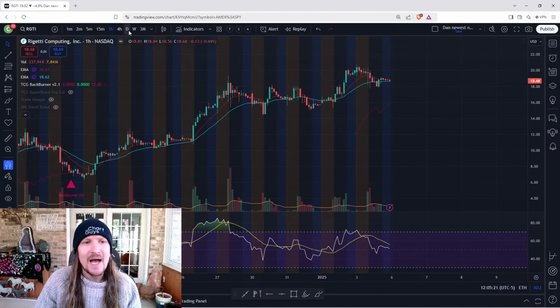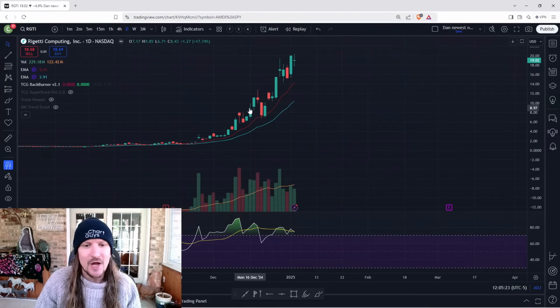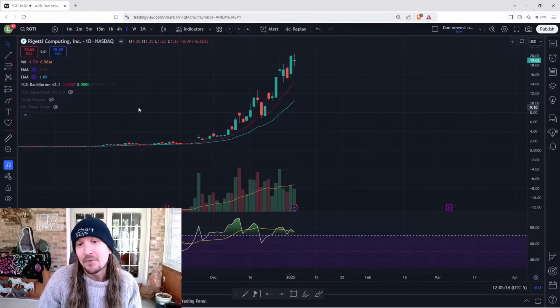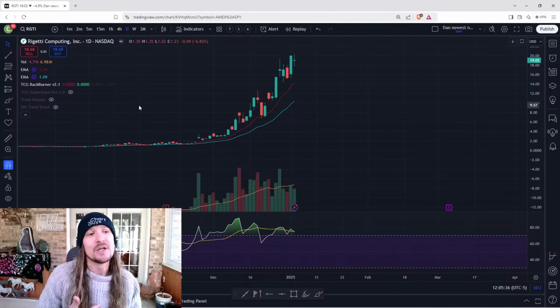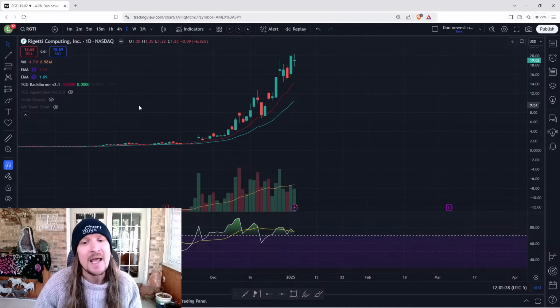This is RGTI. So this is your quantum computing stock that has run straight up to the tune of 1,000 to 2,000% over the last bunch of months. And the last thing we want to be doing is chasing a name like this, because when it pulls back, even healthy consolidation is a 20% drop on this name.